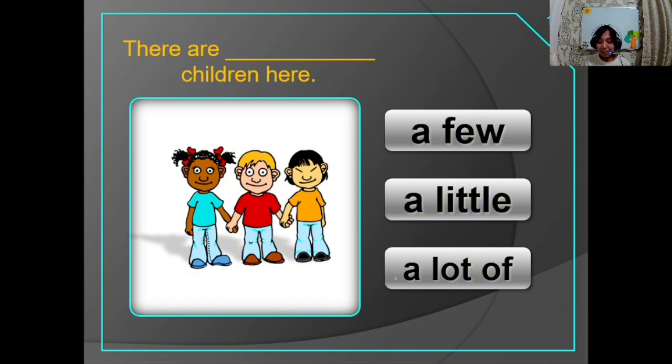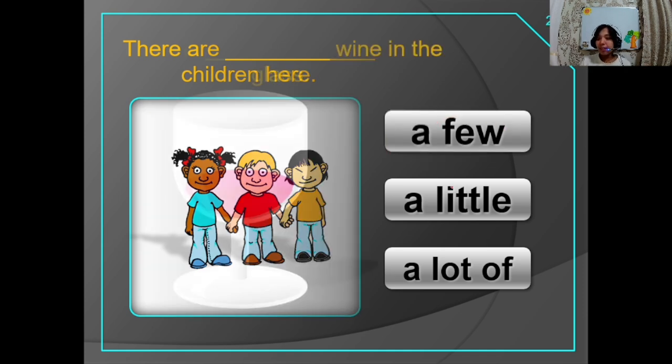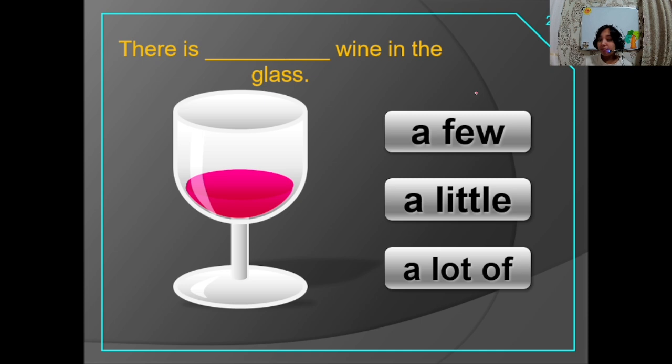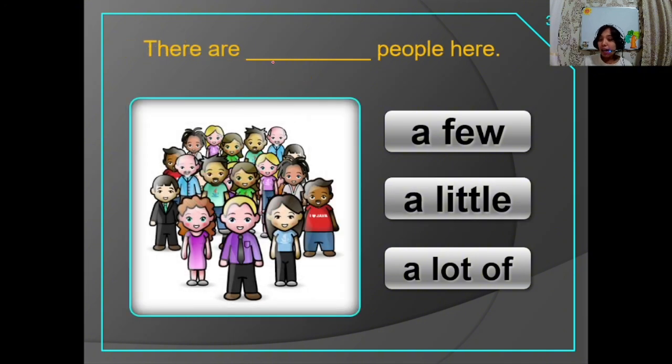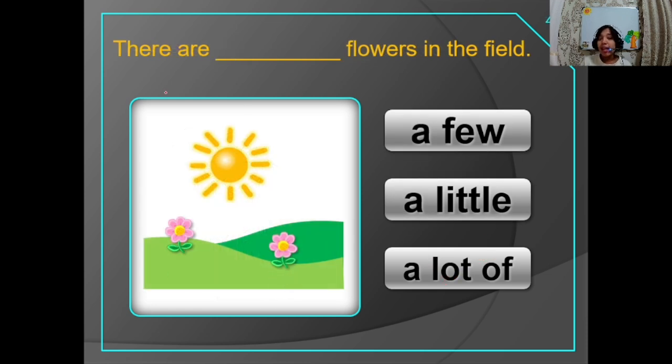In this activity, we have to choose one of them, okay? There are a few, a little, a lot of children. Which one? Definitely it is a few, yes? Now, there is a few, a little, a lot of wine in the glass. A little. Next, there are a few, a little, a lot of people here. A lot of. Next, there are a few, a little, a lot of flowers in the field. A few.